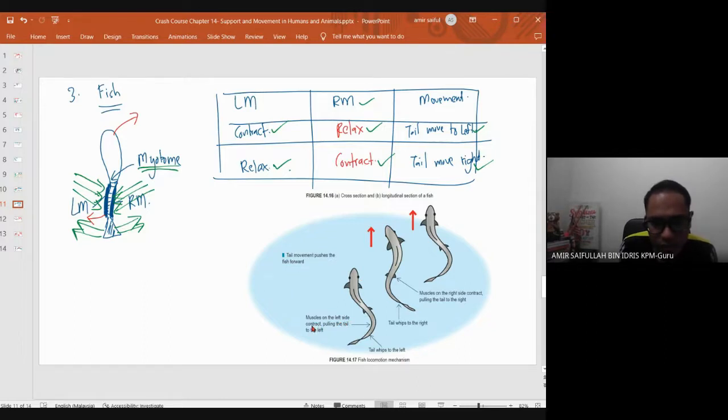The left myotome, when it contracts, will pull the tail to the left. Hence, the tail will whip to the left. And when the muscle on the right side contracts, it will pull the tail to the right. So the tail will whip to the right. So that is how the fish move in water. Okay, guys, clear?